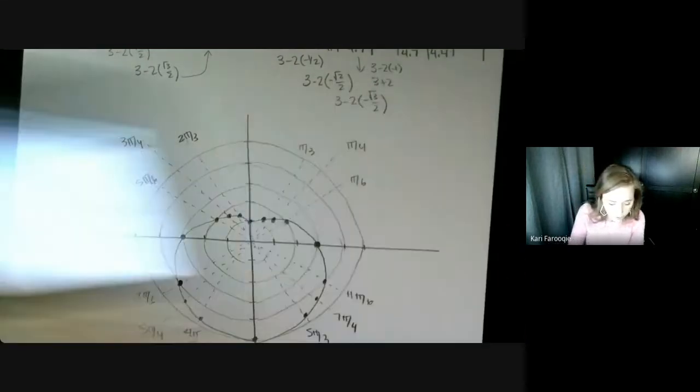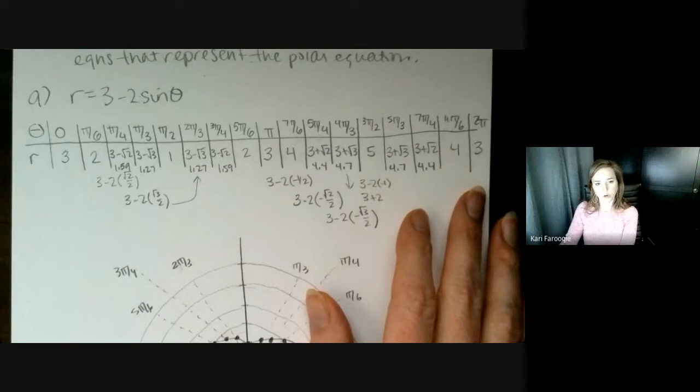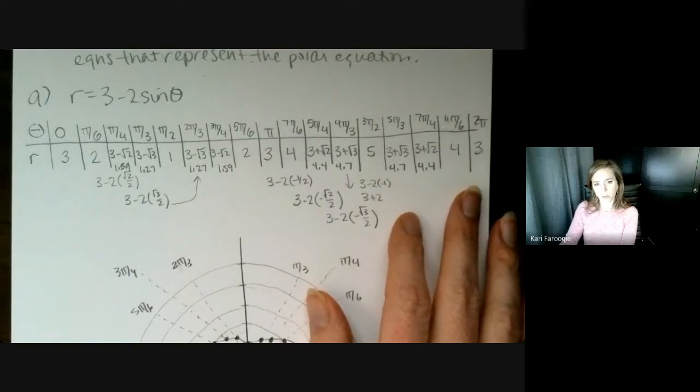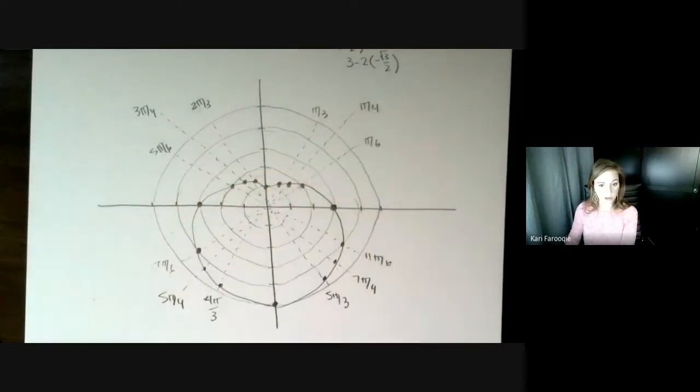This is totally fine. For your test, this is what I'm going to expect to see. So I'm going to have a table of values set up for you, probably. Otherwise, I'll just tell you to make your own using all the special angles. And then you graph this picture. I'm going to have you do some of these by hand for your homework.